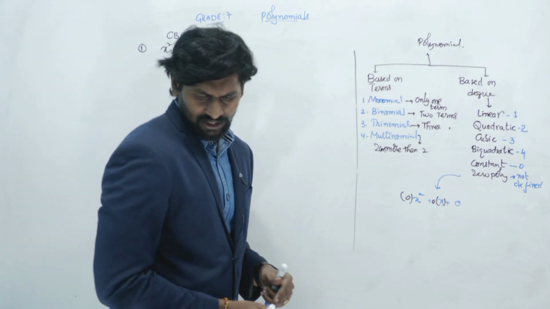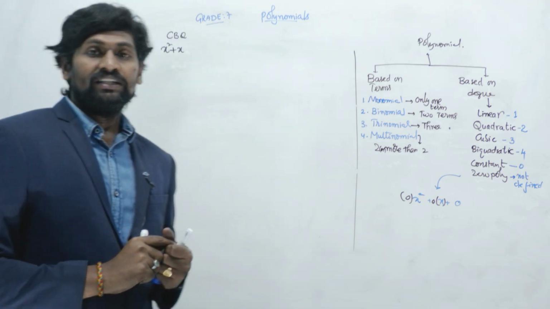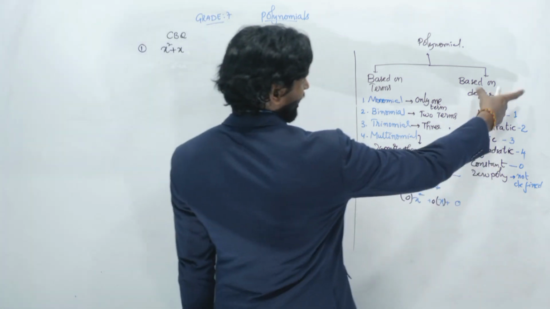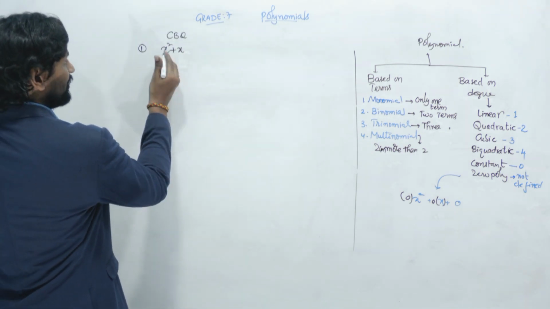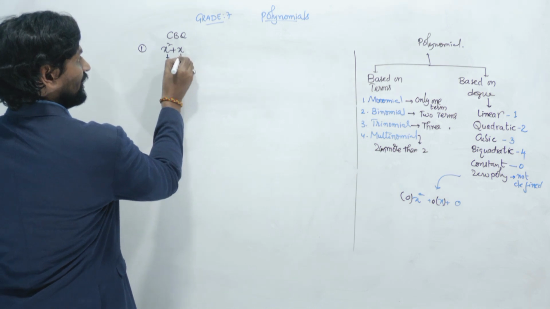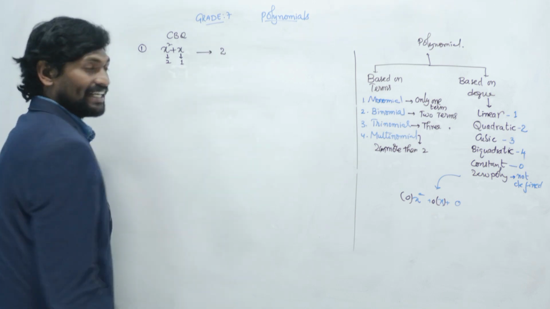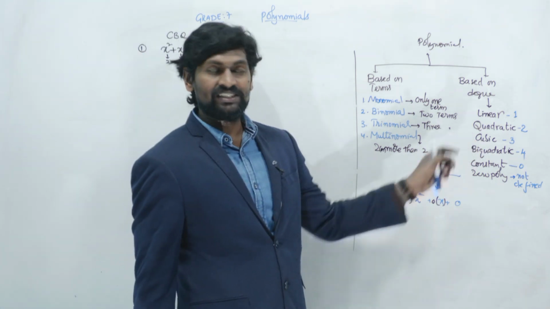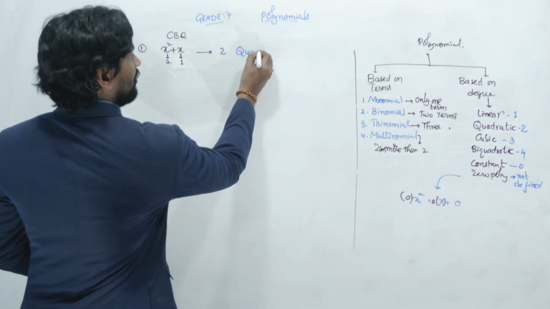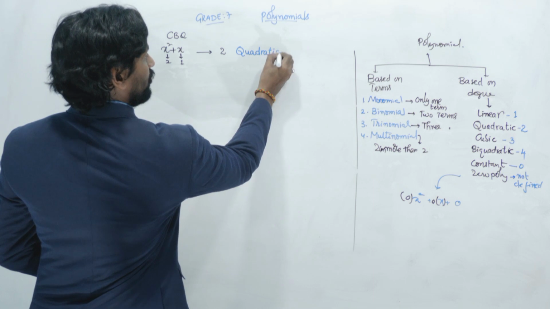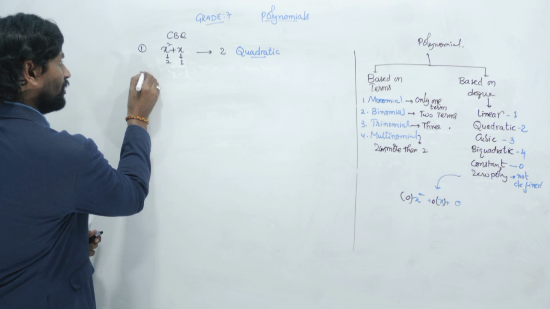But go through the options. Options are given like quadratic, cubic, linear, biquadratic. That means based on the degree it is asking. What is the degree of the first term? Degree of the first term is 2. Degree of the second term is 1. So, degree of this entire expression is 2. Second degree polynomial is nothing but a quadratic polynomial. Now let us move on to question number 2.